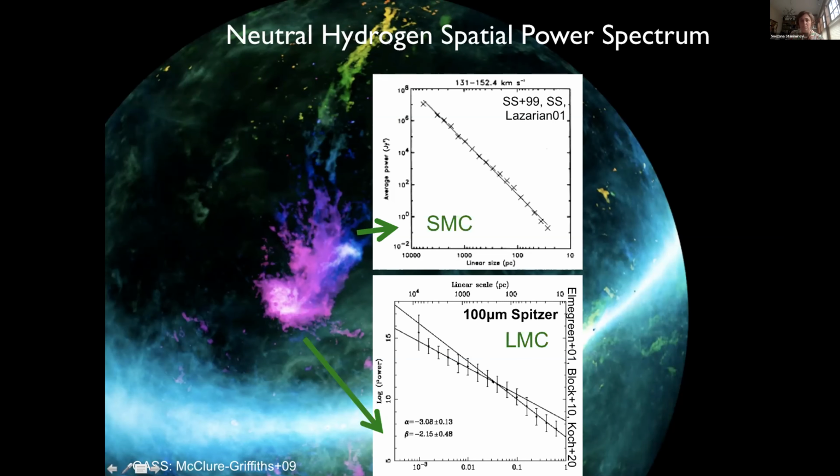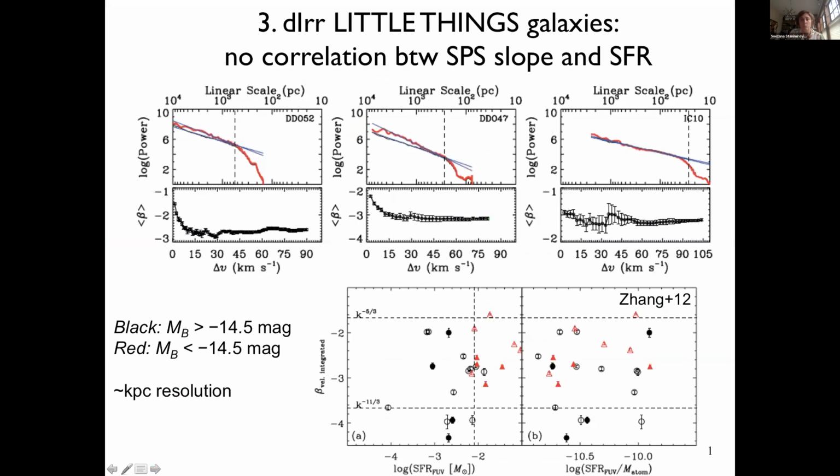One thing that's been puzzling for many years when people have looked at other galaxies: if we think that stellar feedback drives turbulence, we should expect galaxies with a higher level of star formation to have a different power spectrum. But that has not been the case.